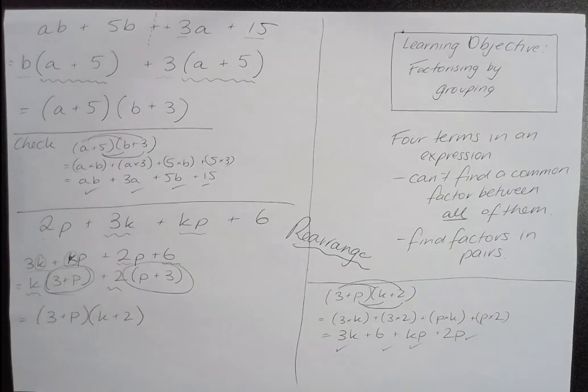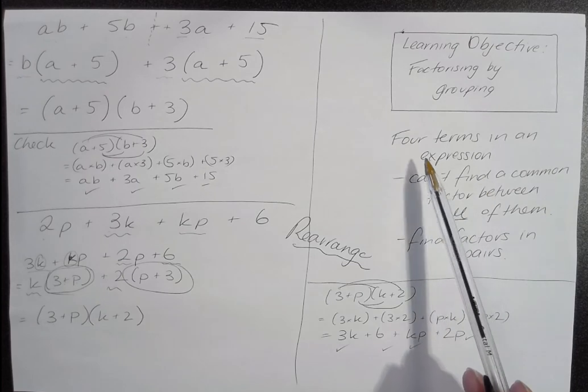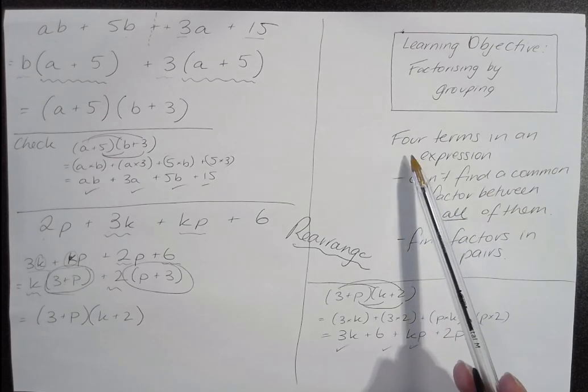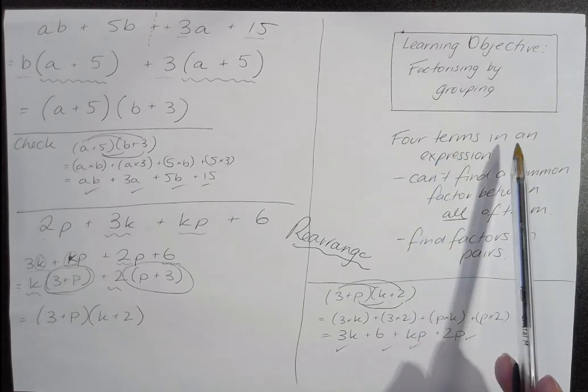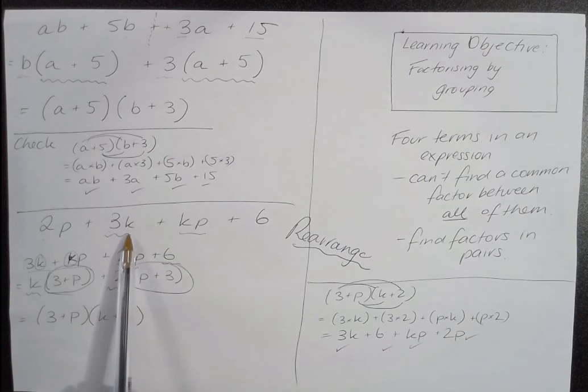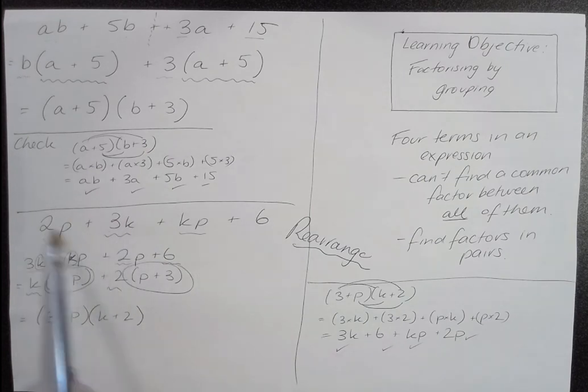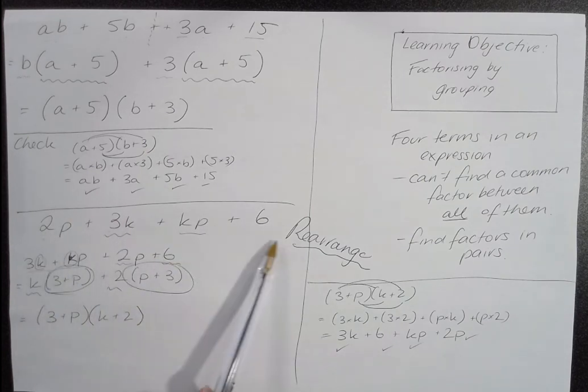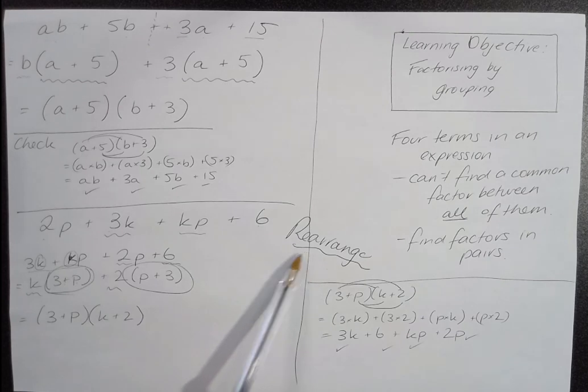So when we do factorising by grouping, it's because we can't find a common factor in all 4 terms, so you need to look at them in groups. If you can't find them in pairs next to one another, you might need to rearrange the sum first of all.